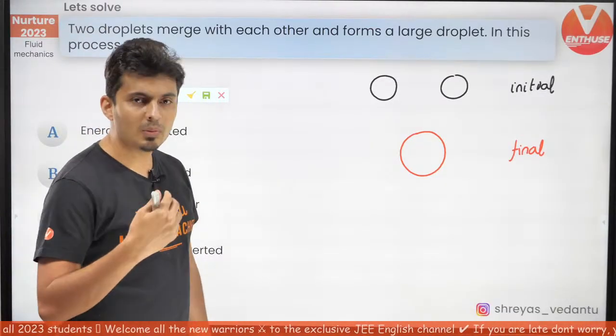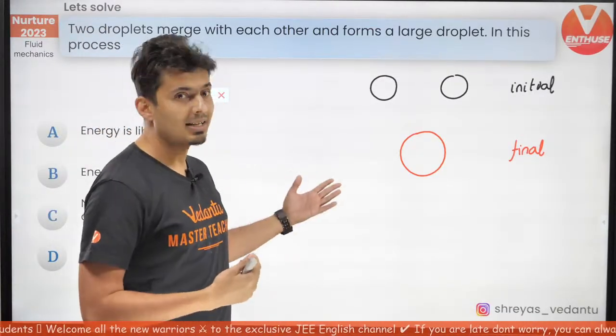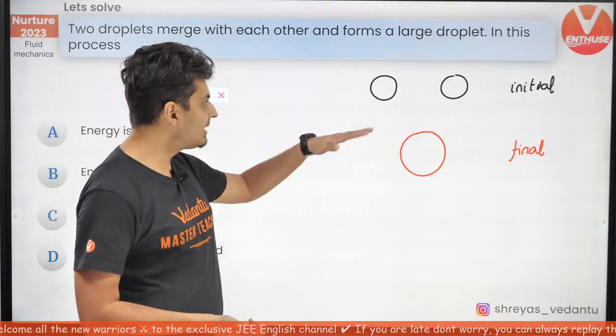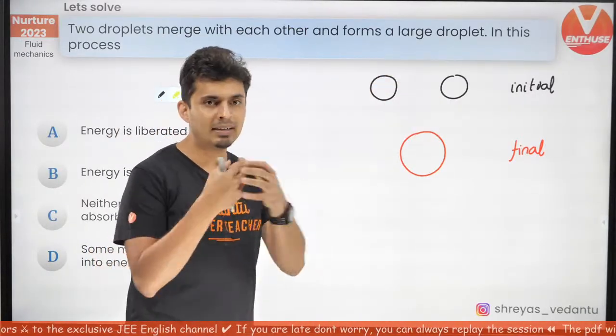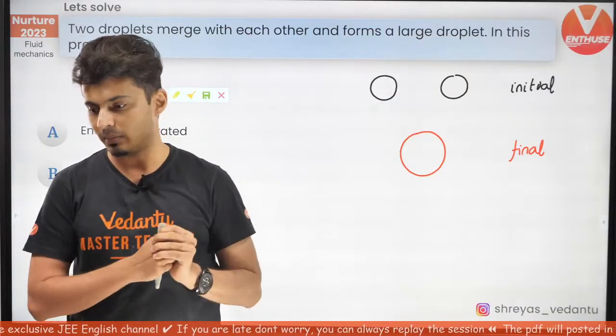Okay, I'll give you a hint. Think of the reverse, it's easier. Because whatever will happen when you break the drops, exact reverse will happen when you accumulate the drops and convert it into a bigger drop.